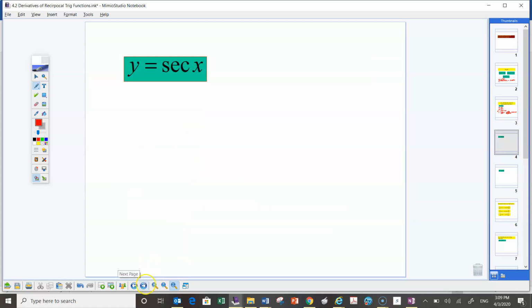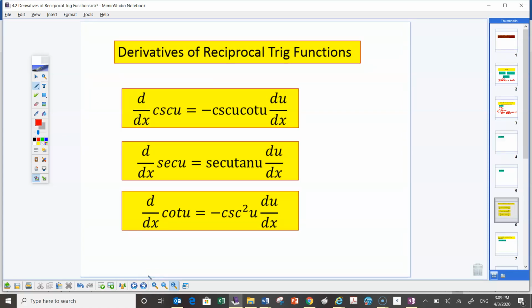Similarly, I could do the derivative of secant the same way, and cotangent, but these are what the three reciprocal trig derivatives work out to be. So it's the negative of cosecant cotangent, and of course times the derivative of the function that's inside my cosecant. Similarly, secant works out to be secant tangent, and cotangent works out to be negative cosecant squared. So let's take a look at some examples.